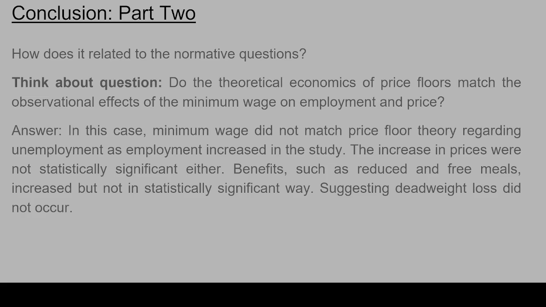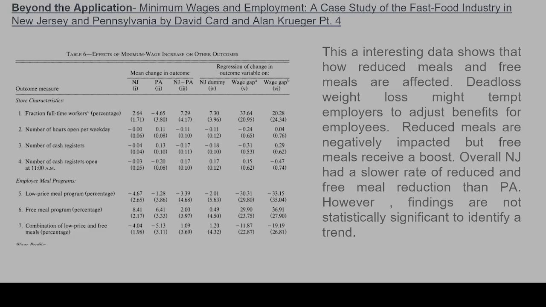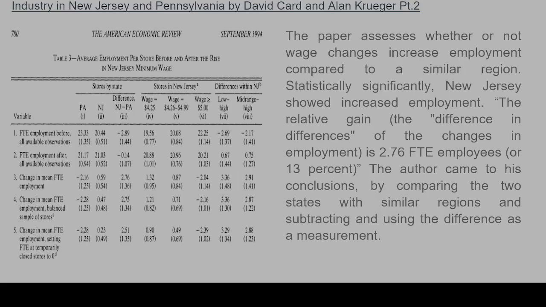Basically, what I'm trying to say is that as we learned in class, deadweight loss increases as we introduce something above equilibrium. But in this case, this was not the case, probably because the price increase was pretty moderate, I would imagine. As we go further above equilibrium, we start to see significant deadweight loss and significant unemployment. But in this case, the paper didn't find anything and was disagreeing with some of the common theoretical economics models, such as this one and this one. So application related to class, deadweight loss didn't occur. And the bigger picture is that the empirical economics did not really agree with the theoretical one. And I think that's it.